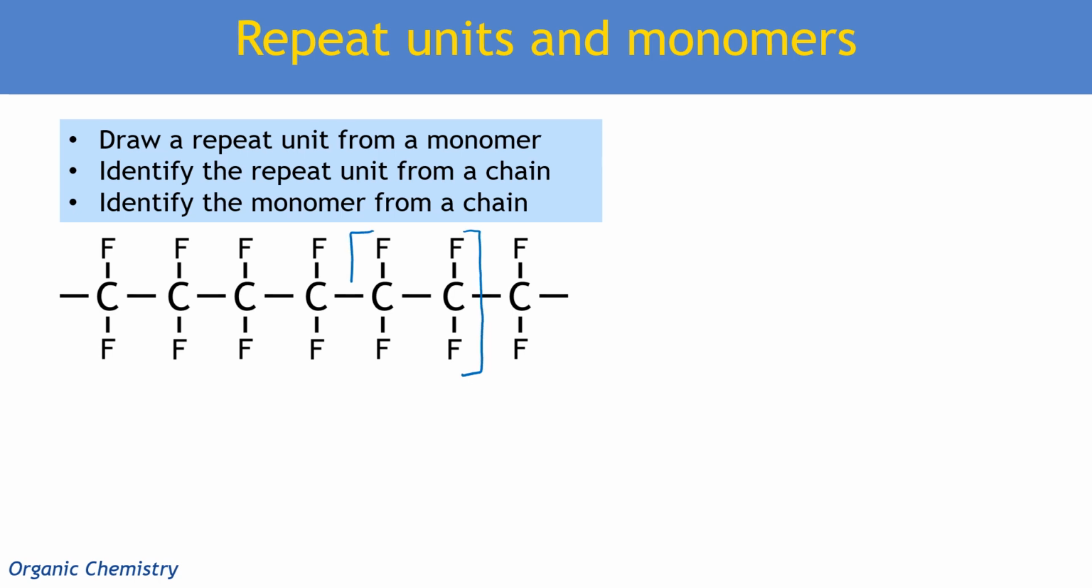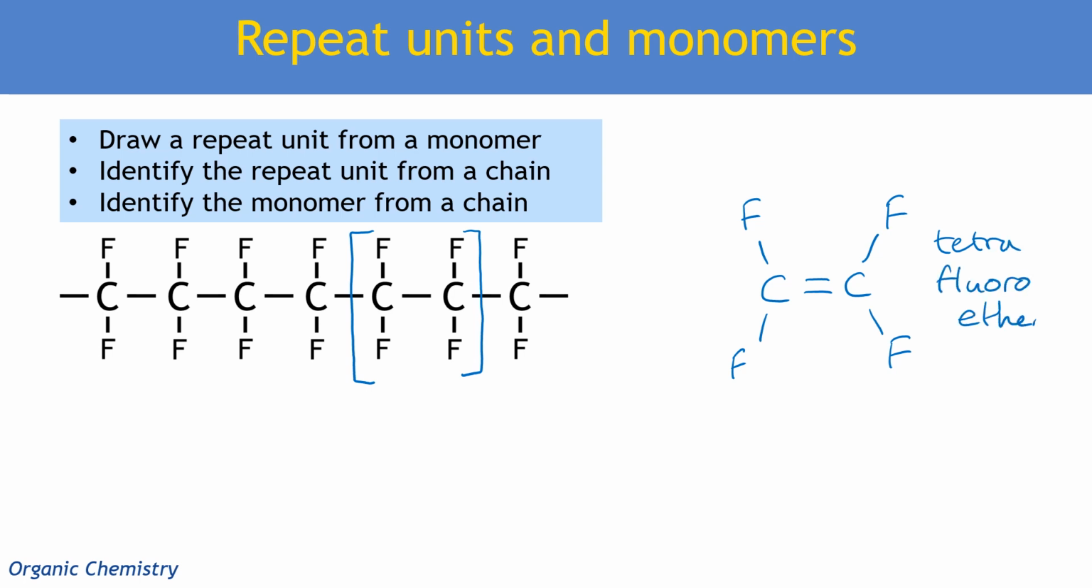So actually, there can only be even numbers of carbons, and the repeat unit, therefore, all I need to do is take any two carbons along in the chain and put a bracket around them, and that is my repeat unit. And if I want to draw the monomer, I simply draw that exactly as it is, and I put the double bond back in. And if I want to name the monomer, that is tetrafluoroethene. That is all one word. I just ran out of space for putting it in.